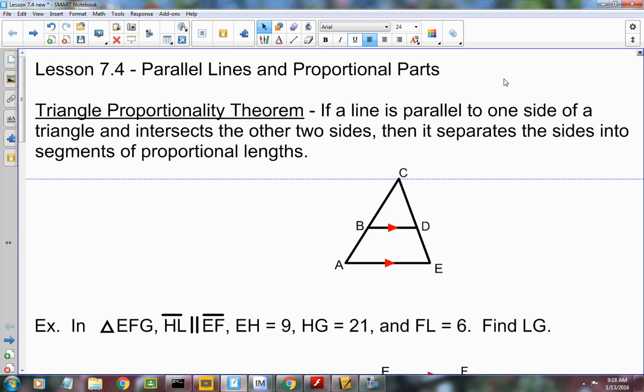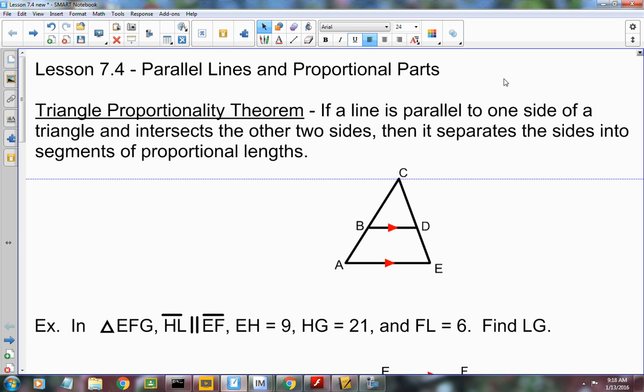Well, today's lesson, instead of comparing two similar triangles, we're comparing some proportionalities that happen within a single triangle, okay, when certain things happen. So that's what we're talking about today. And our first theorem is the triangle proportionality theorem. And it says that if a line is parallel to one side of the triangle and intersects the other two sides, then it separates the sides into segments of proportional lengths.